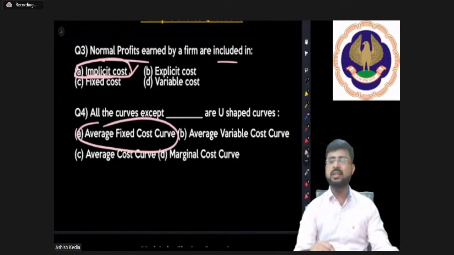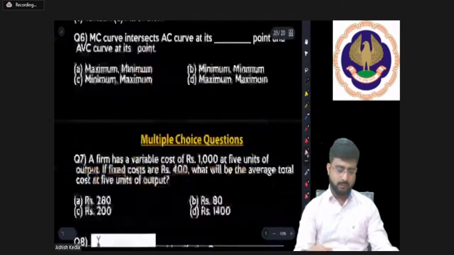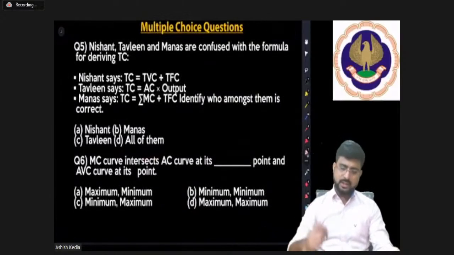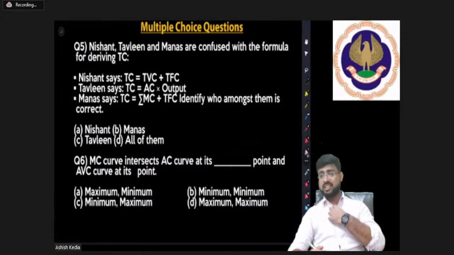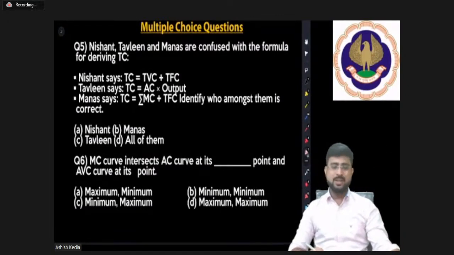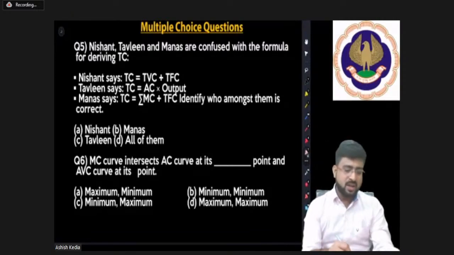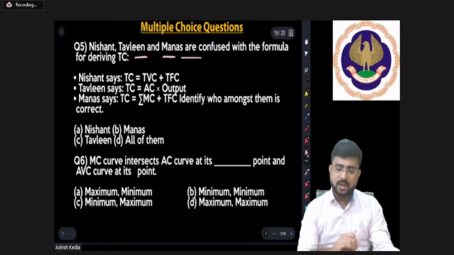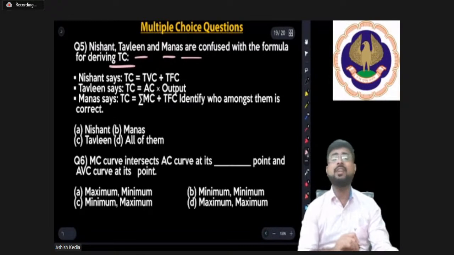All right, fantastic, guys. Next one. Let's see how many of you are able to answer this next question. I'll relax. You'll have to answer. So at the very beginning, we have started with a test only. Nishant, Tavleen and Manas are confused with the formula for deriving total cost.